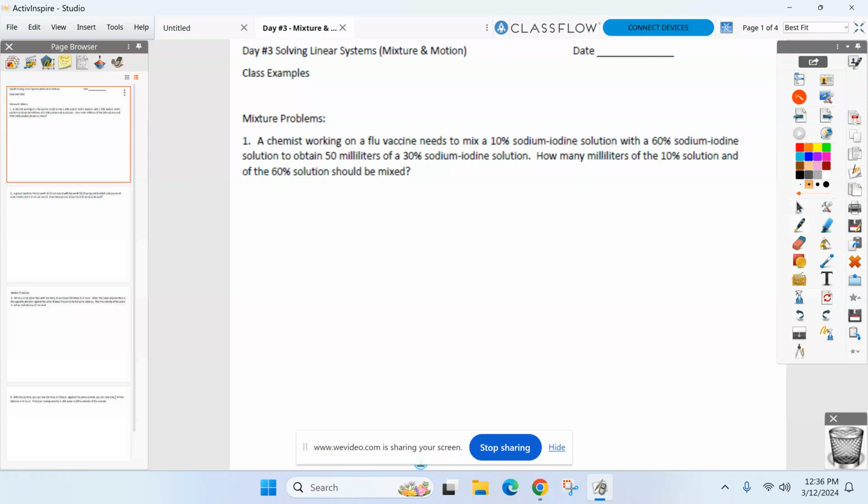Your head's spinning probably, and I don't blame you. First thing, let x and y equal something, so we know what the heck we're going to answer. So it looks like what's one type of solution I need? Okay, so we'll go, this is the amount of 10% solution that I'm going to need. And what's the other one I'm mixing with it? 60%. So we'll call that y. So there's your two variables.